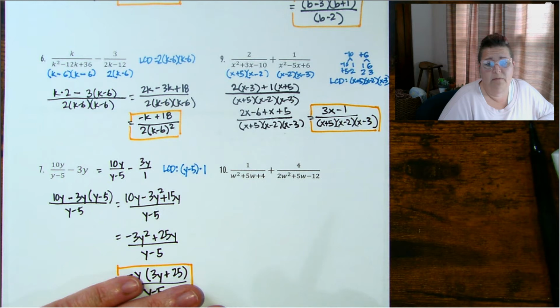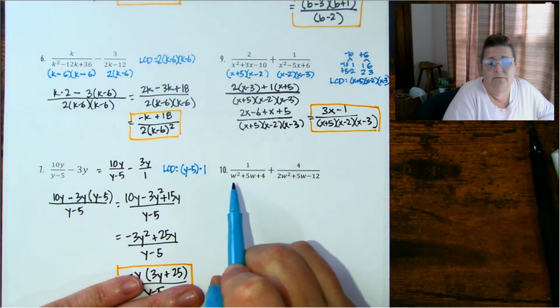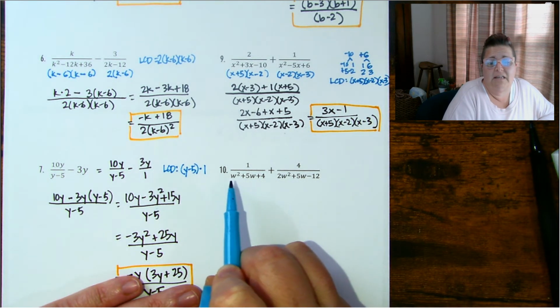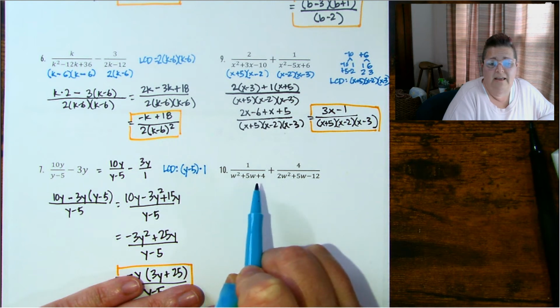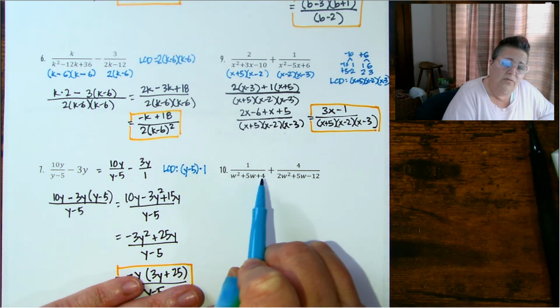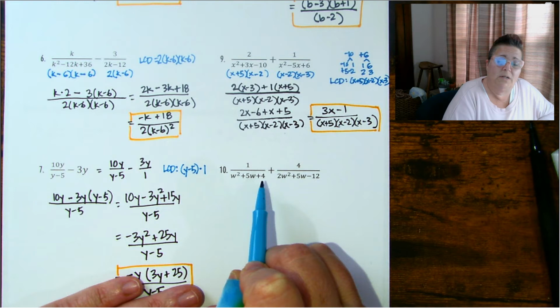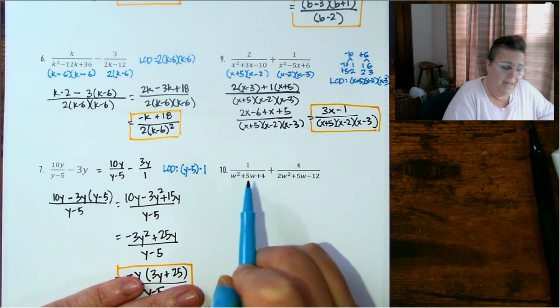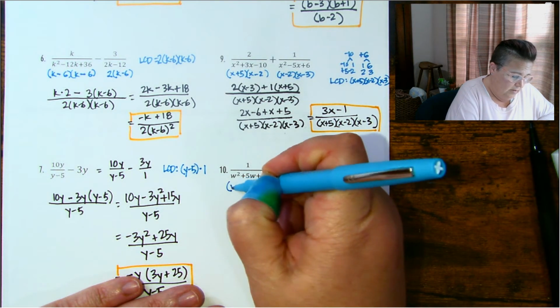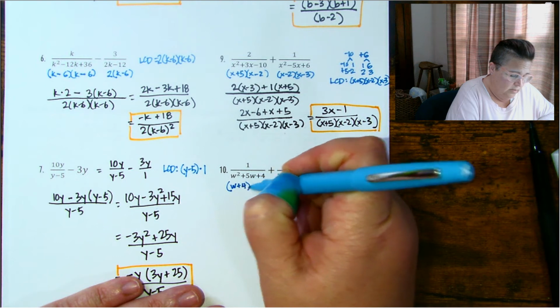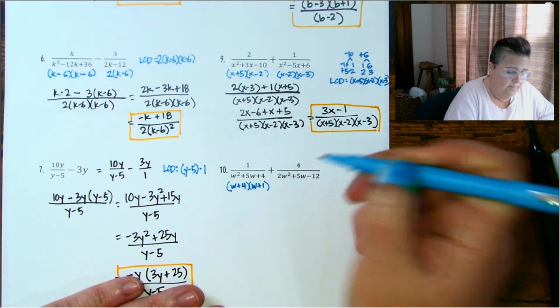All right, let's look at problem number 10. Again, we have two denominators. Is the first denominator factorable? Well, I've got a 4 and a 5. So what two numbers multiply to give you 4 but add to give you a 5? That would be w plus 4, w plus 1.